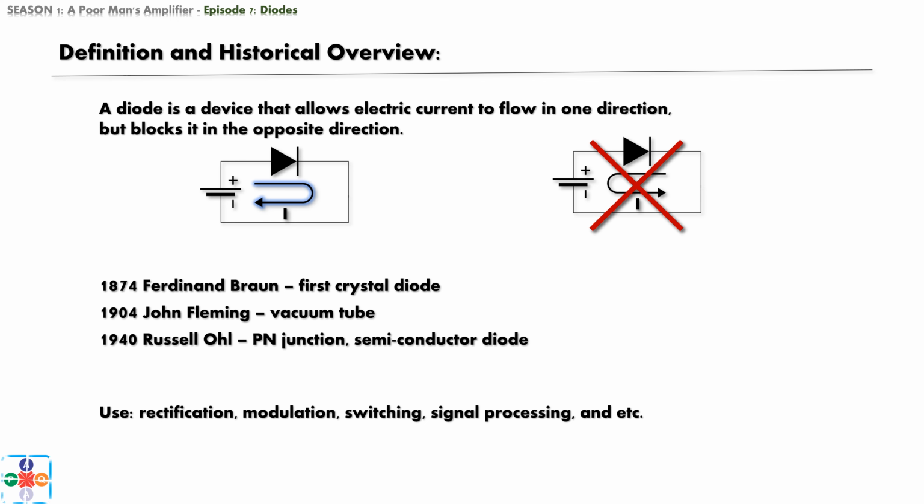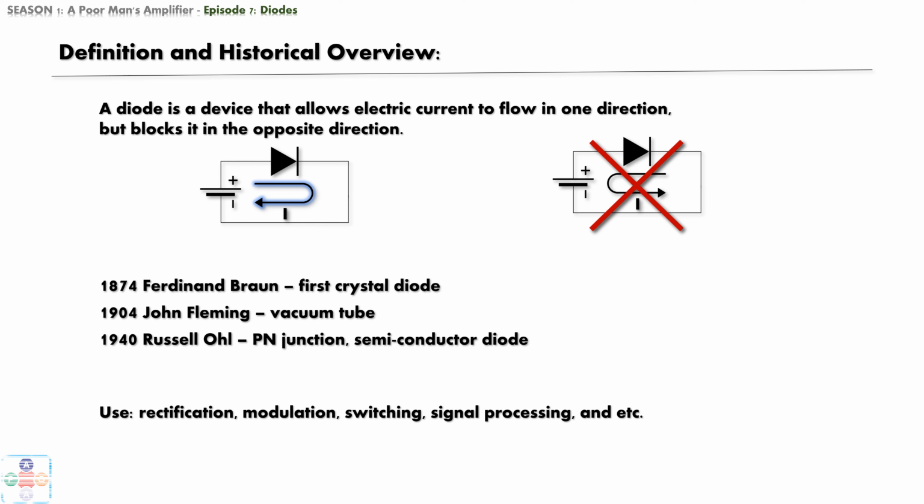First, let's define diodes. In simplest of terms, a diode is a device that allows electric current to flow in one direction, but blocks it in the opposite direction. Historically, several names are associated with discovering and observing some of the characteristics of today's modern diodes. From Ferdinand Braun in 1874, who found that some crystals, such as galena or iron pyrite, could conduct electricity in one direction when connected to a metal wire, to John Fleming in 1904, who invented the thermionic diode, or vacuum tube diode. This was a glass tube with two electrodes, a heated cathode and a plate.